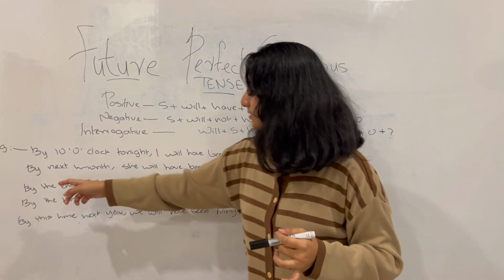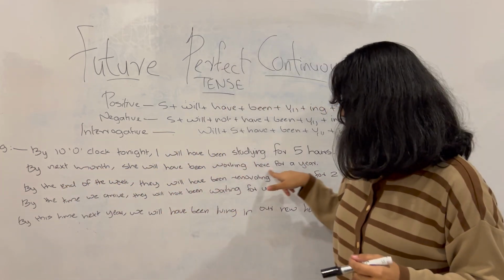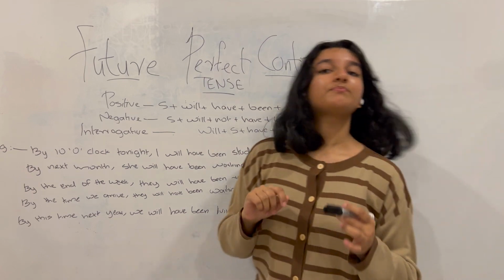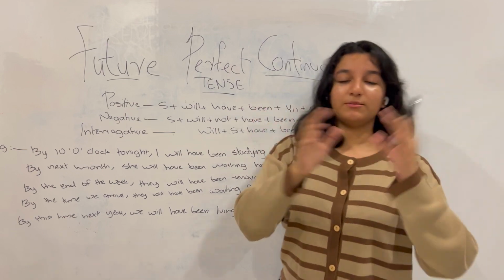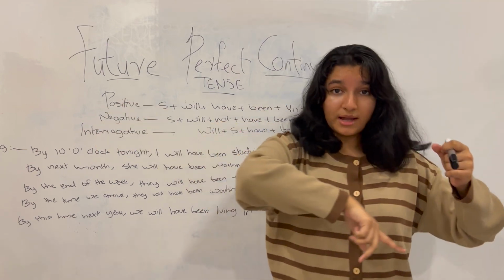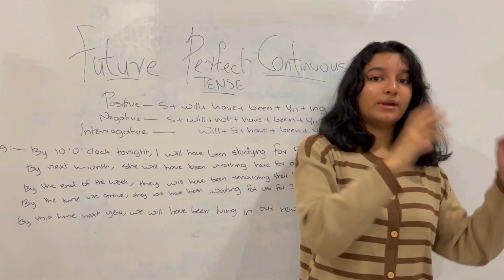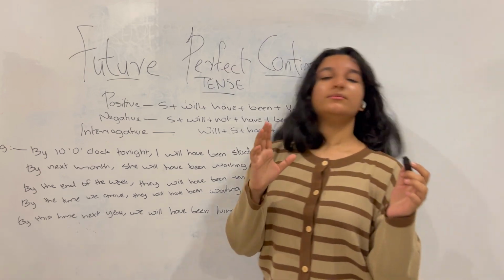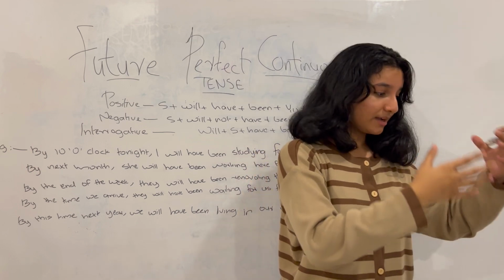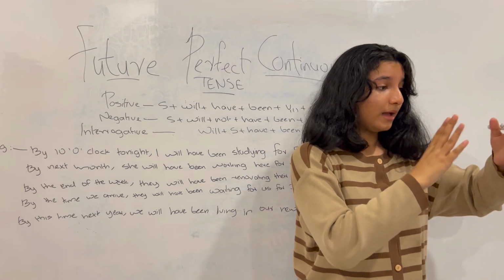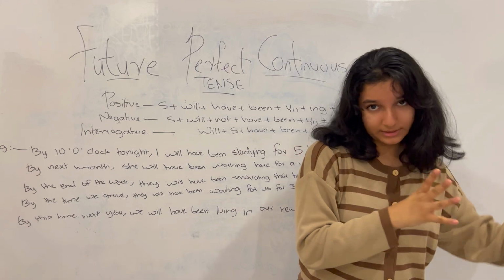Now let's take a look at another one. By next month, she will have been working for a year. Now, she has been working, and by next month, she will have been working for a year. So it's saying that by a certain time, this action that has been going on will have gone on for a certain point in time.